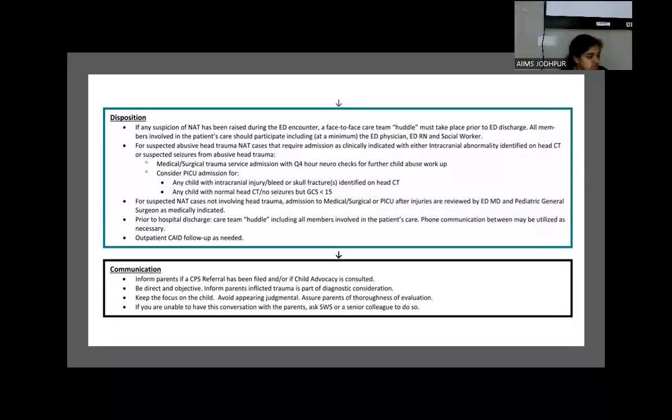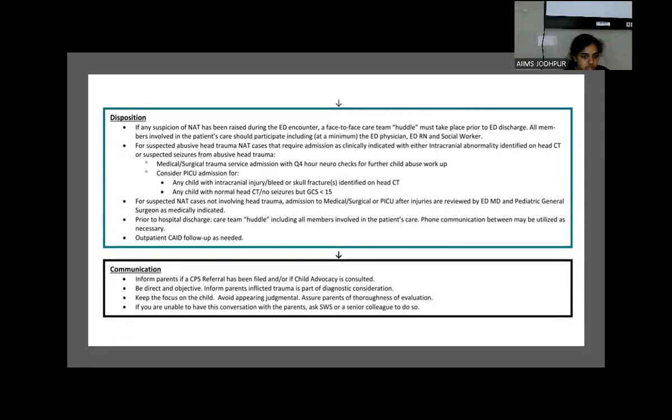It may include the emergency physician, the physicians and the surgeons pertaining to the injuries that the child has sustained, as well as government employed social workers, and the child may be admitted in the ward or the ICU as per the clinical status of the child. And then the child is subsequently reviewed accordingly. And prior to discharge, these same multidisciplinary members should also be involved in the patient care, and a strict follow-up should also be done to ensure that in the future the child does not sustain the same injury or is not inflicted with the same injury.